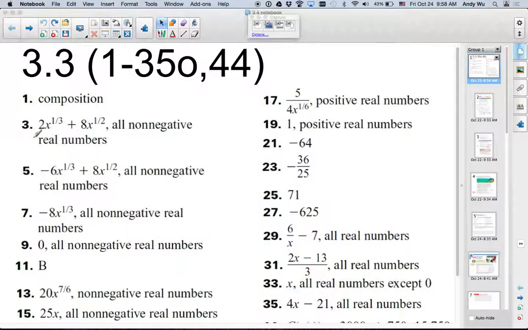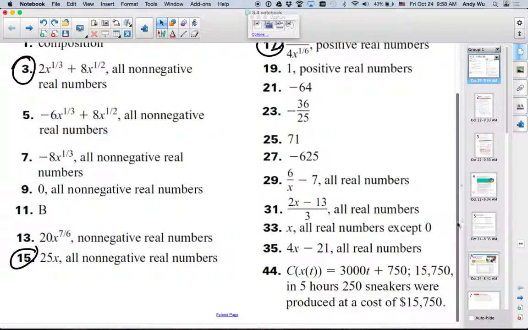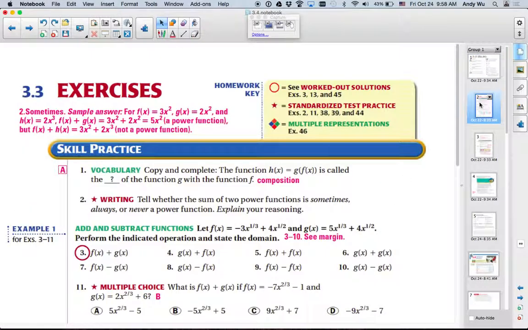Okay, we're going to do number 3, number 17. Is that it? That's all there. Number 9? Oh wait, no, not number 9. Number 15. Okay, number 44, the answer is down here. Okay, 3, 15, 17. So we're on number 3.